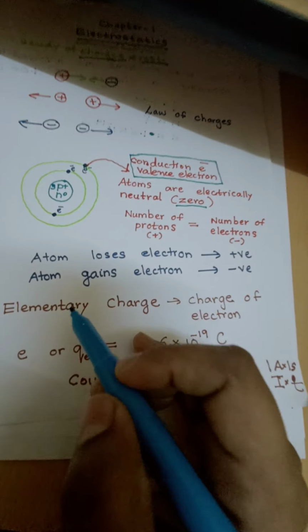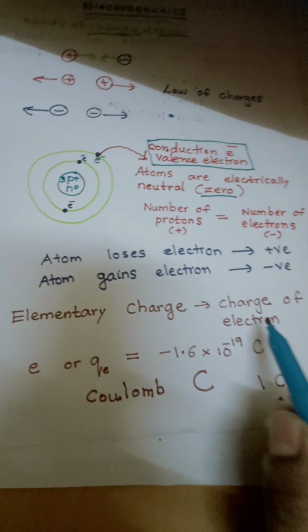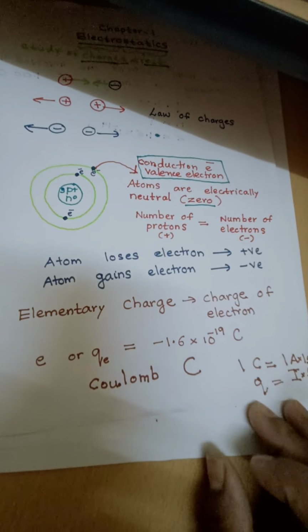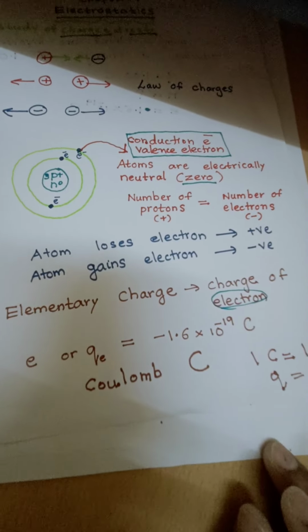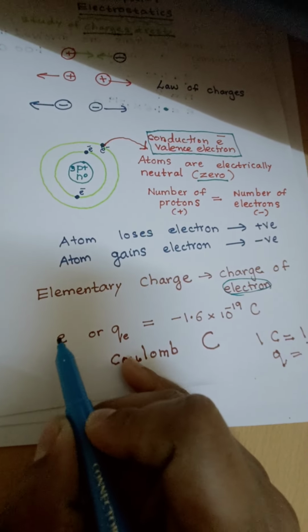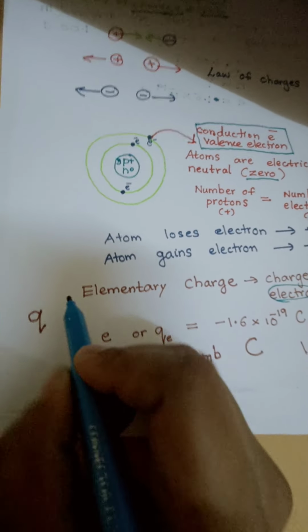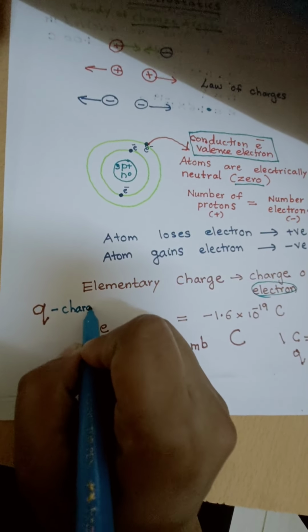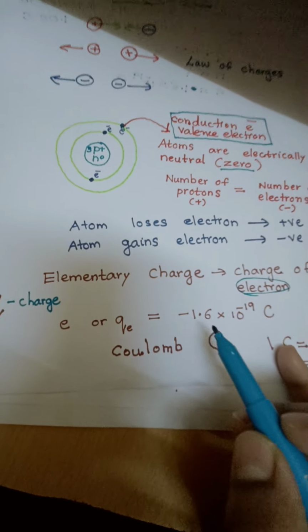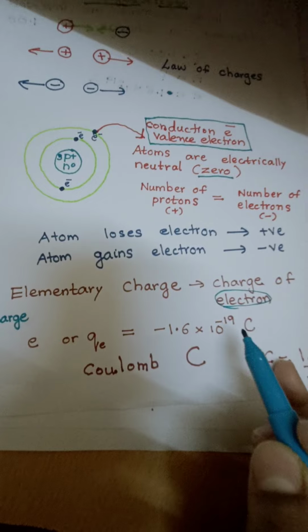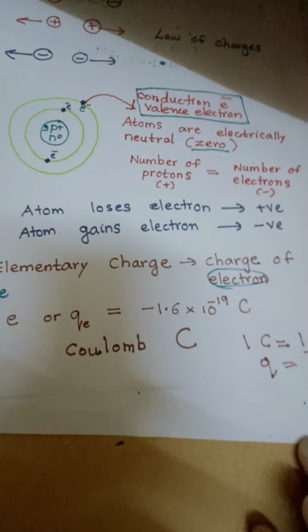Now, what is an elementary charge? Elementary charge means the smallest charge. We can take the charge of electron as the smallest charge. So we call the electron the elementary charge. What is the charge of electron? You can show this using the letter E or QE, because we use the letter Q, small q, to show charge. So QE means charge of electron. It is usually taken as minus 1.6 times 10 to the power minus 19 coulomb, where this minus sign shows that electron has a negative charge.